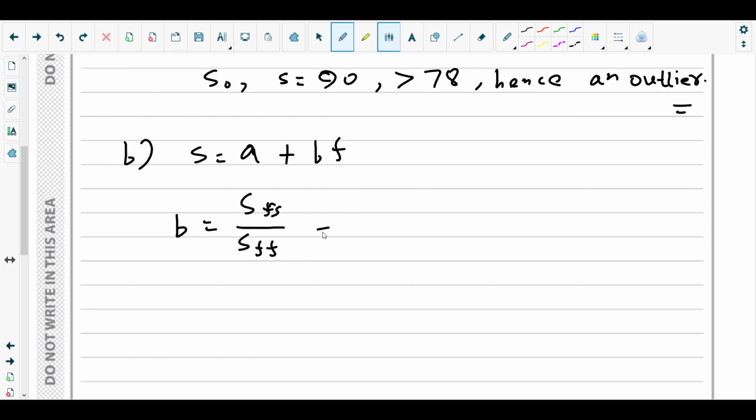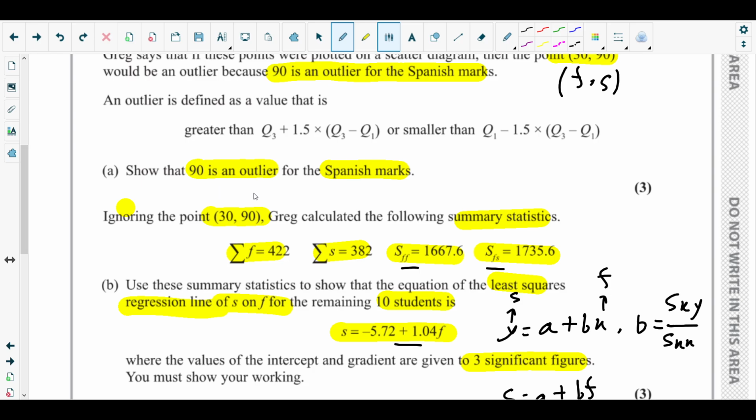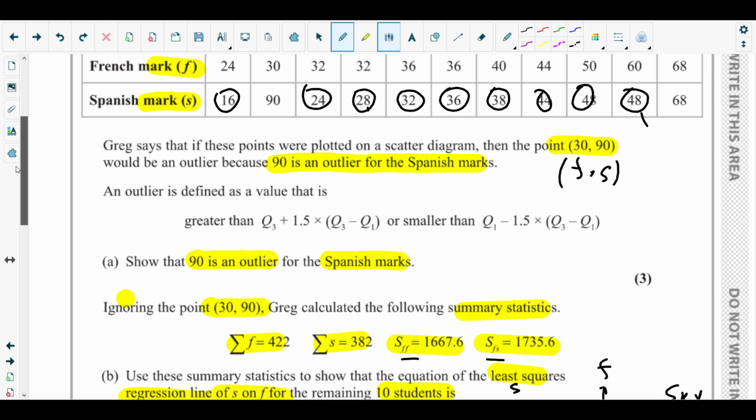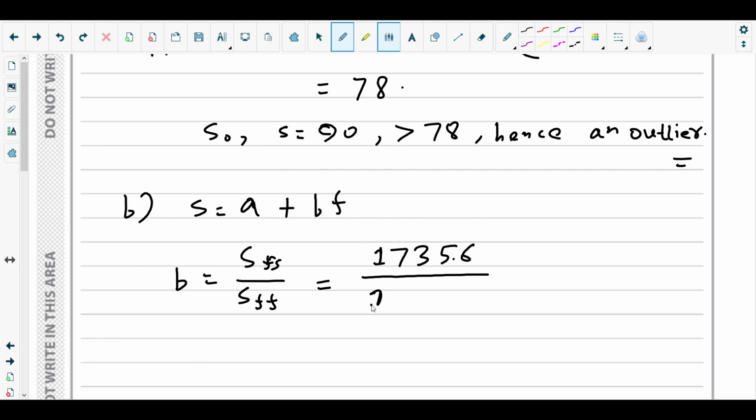The value for S of FS we already know here: S of FS is 1735.6 over S of FF. S of FF is 1667.6. So what's that value? Use your calculator. 1735.6 over 1667.6. The value is 1.04.